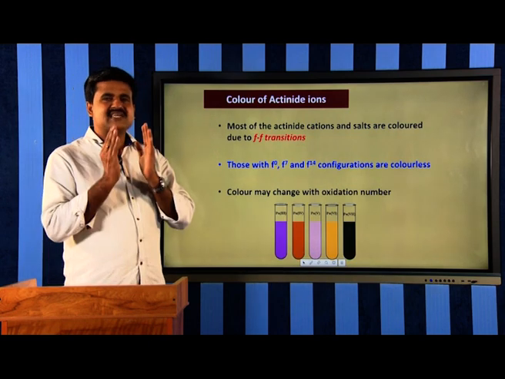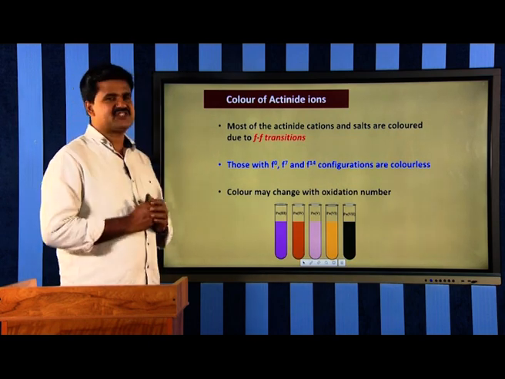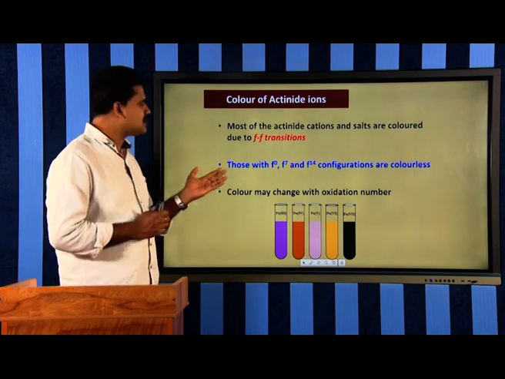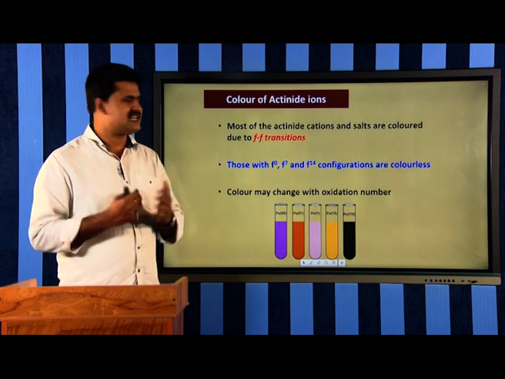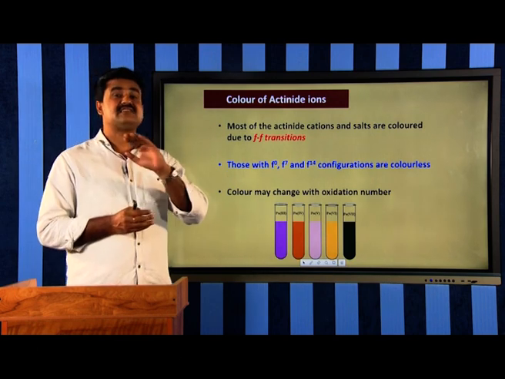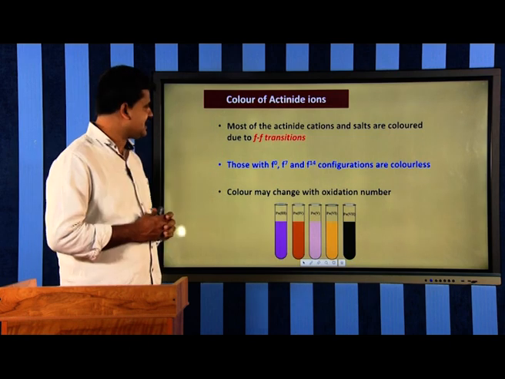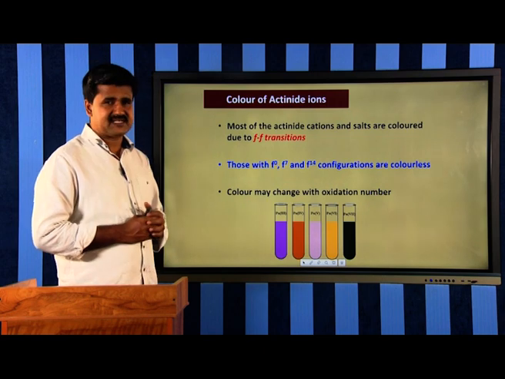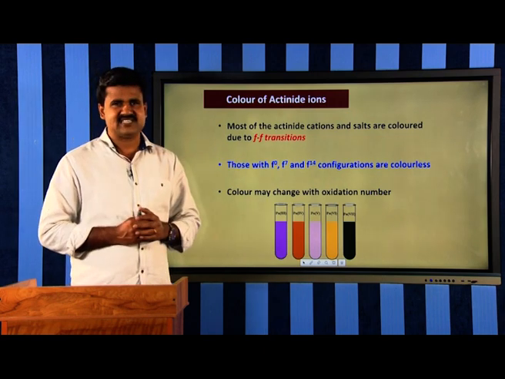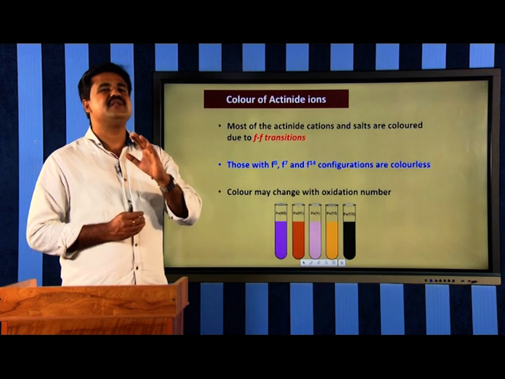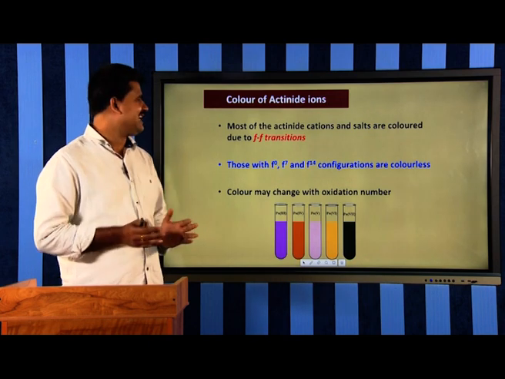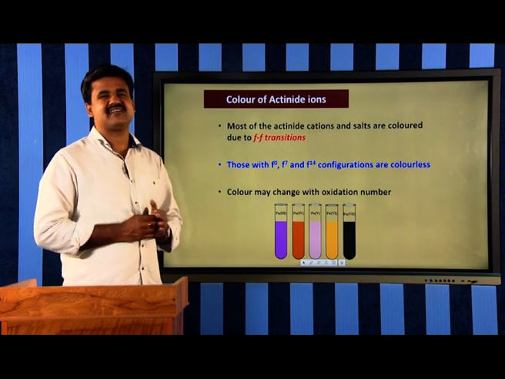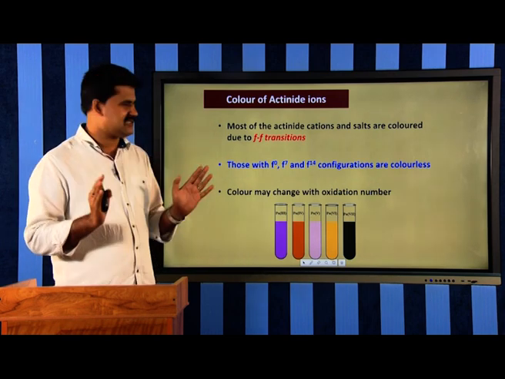However, the cations with the configuration f0, f7 or f14. f0 means there is no electron for a transfer. f7 is a stable half-filled subshell arrangement. f14 is a completely filled, highly stable arrangement. So, for these three configurations, practically there will be no f-f transition, and hence the cations or salts with these configurations appear to be colorless.